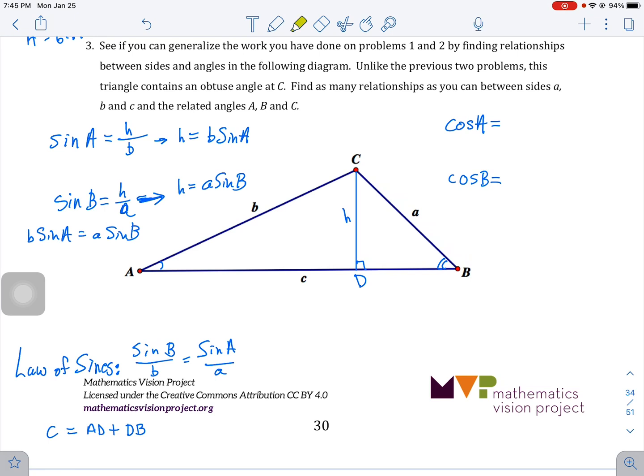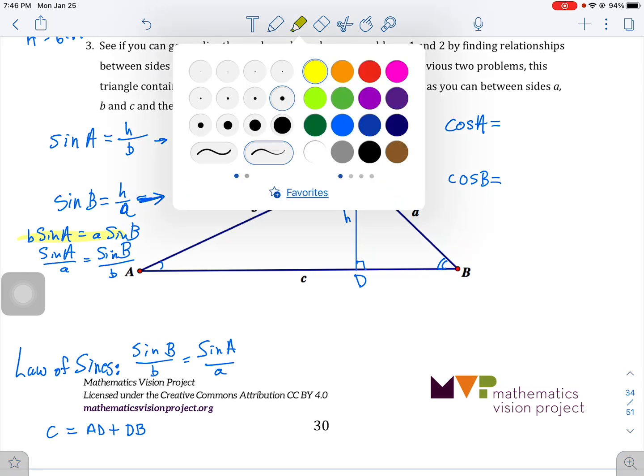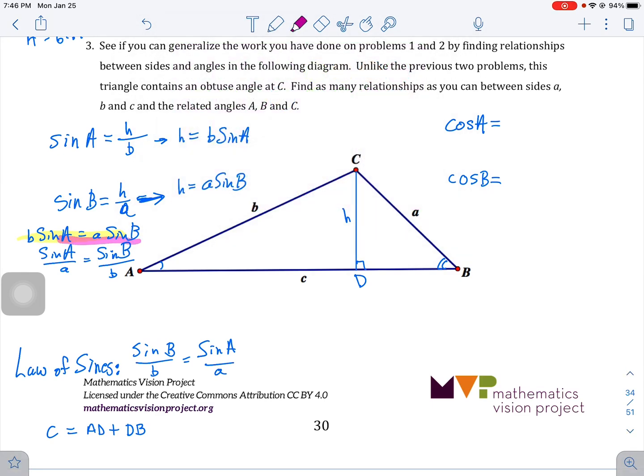Okay, so now I have this, and then I can rewrite this by dividing. I can write this as the sine of A over A must be equal to the sine of B over B. And this, right here, is what's known as the law of sines. So that's one of the things you can derive from here.